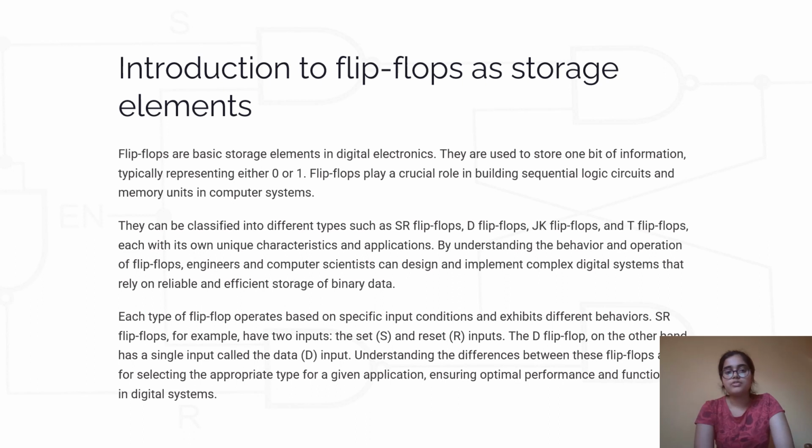Each type of flip-flop operates based on a specific input condition and exhibits different behavior. SR flip-flops, for example, have two inputs, the set S and reset R inputs. The D flip-flop, on the other hand, has a single input called the data input. Understanding the differences between flip-flops is important for selecting the appropriate type for a given application, ensuring optimal performance and functionality in digital systems.